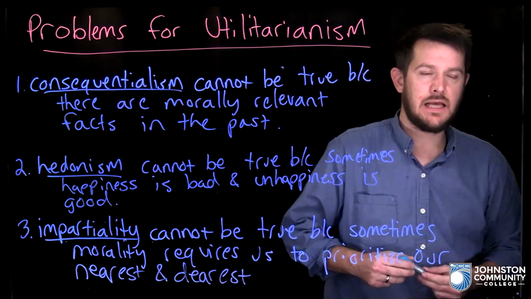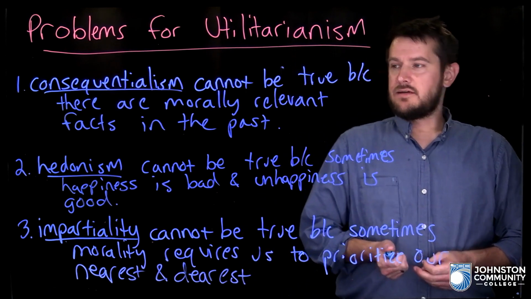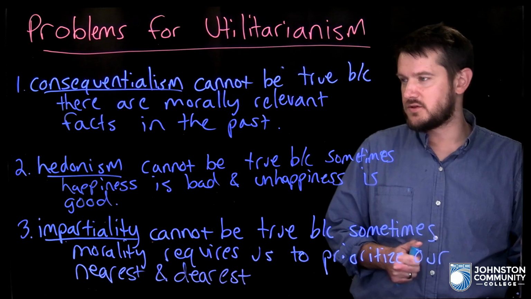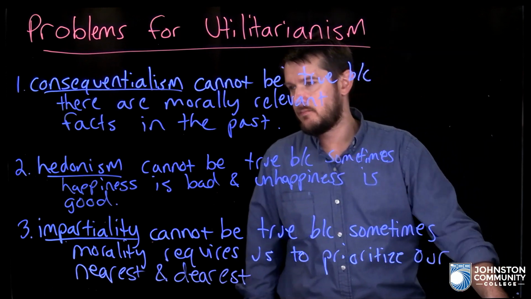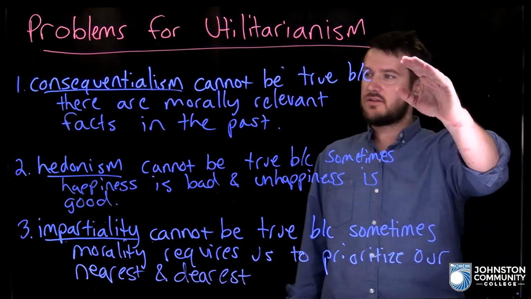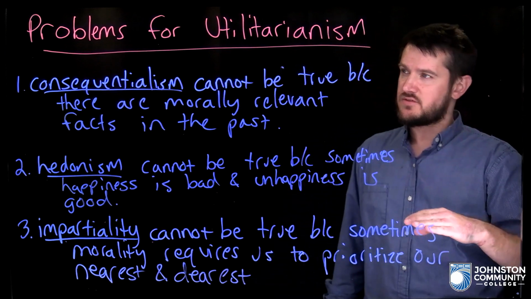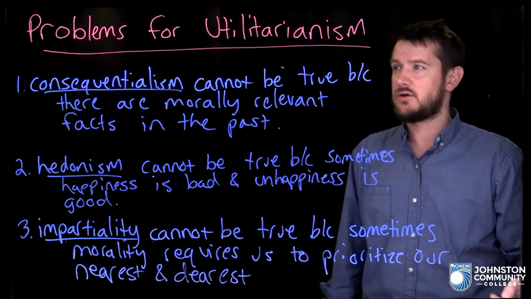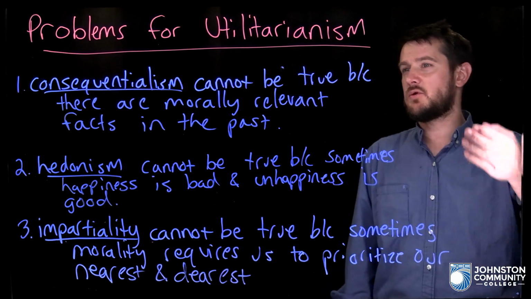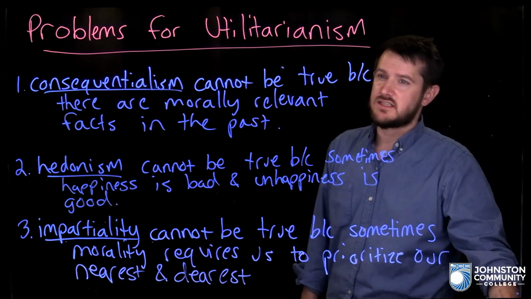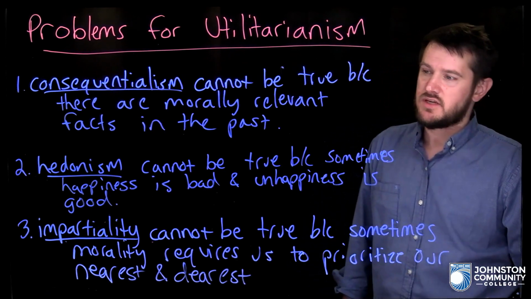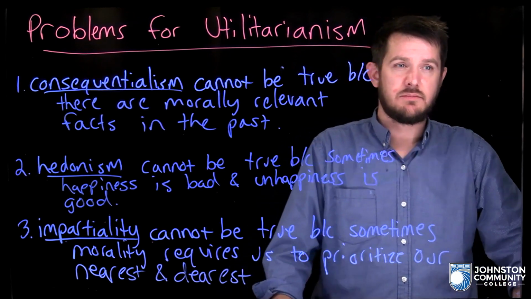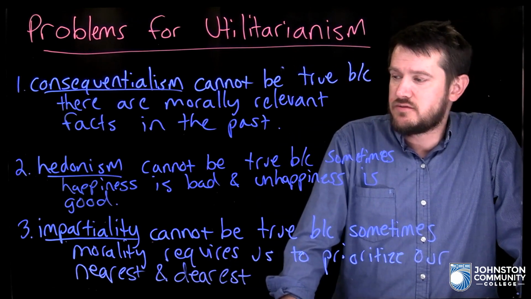All right. So that's a pretty good criticism of utilitarianism, I'd say. So the principle of utility says that you should do the thing that results in the most happiness for the most people. So it's consequential, it's hedonist, and impartial. But consequentialism can't be true because there are morally relevant facts in the past. Hedonism can't be true because sometimes happiness is bad. And impartiality can't be true because morality sometimes requires us to prioritize the interest of our nearest and our dearest.